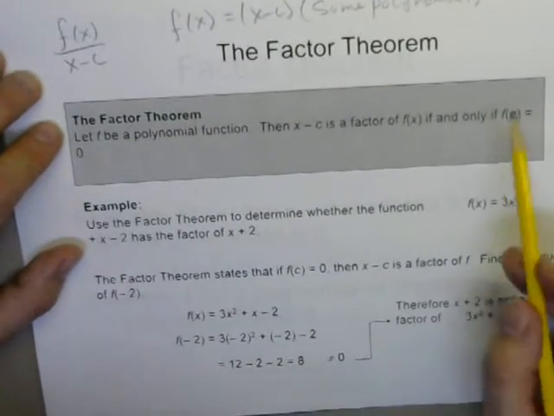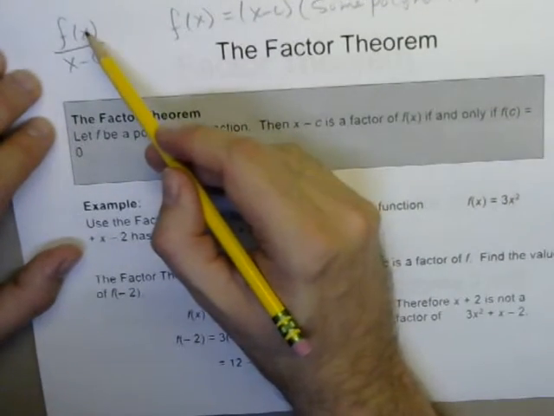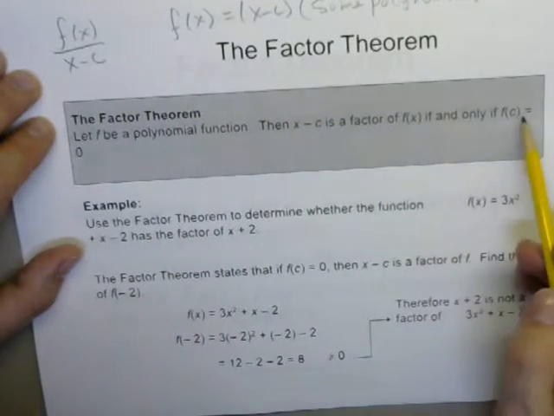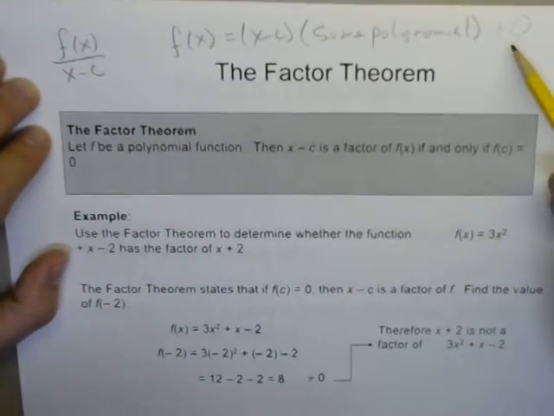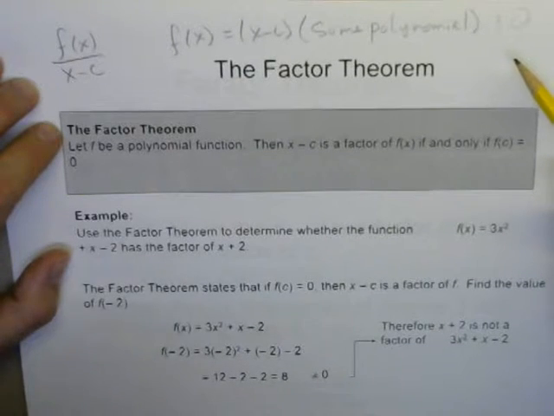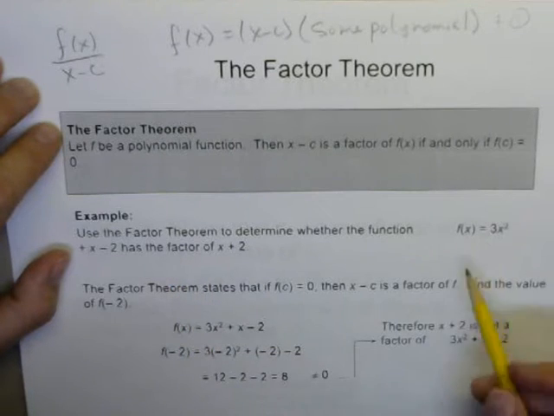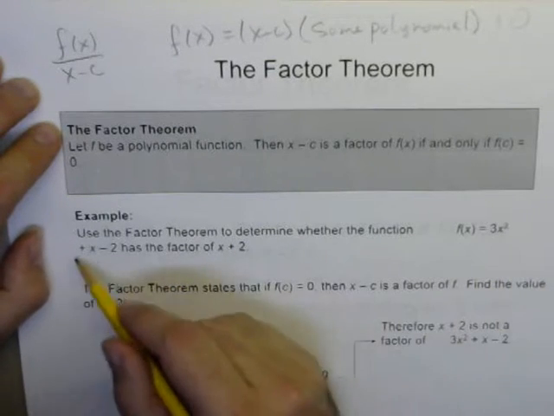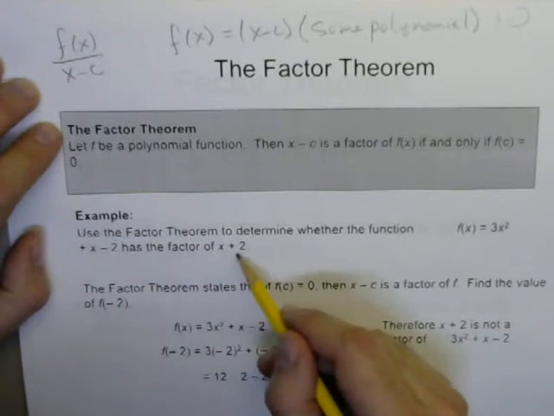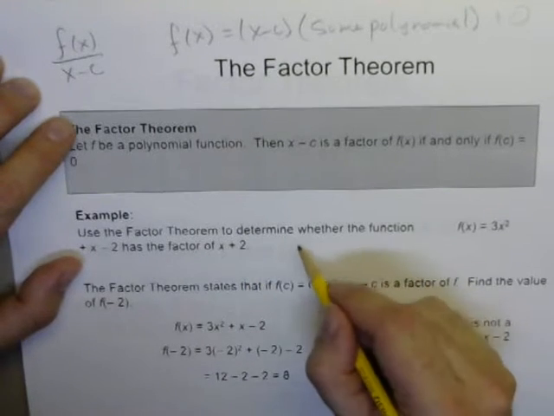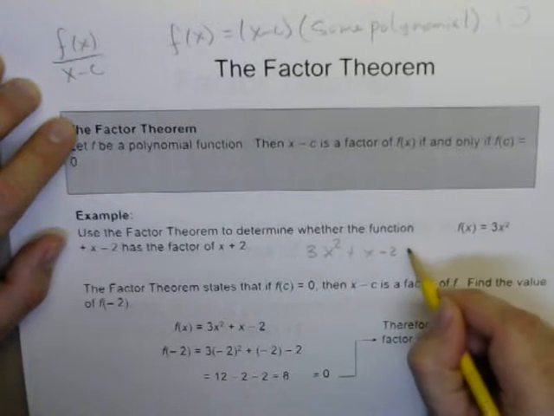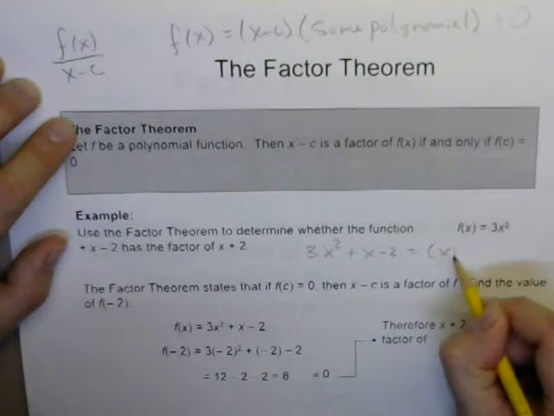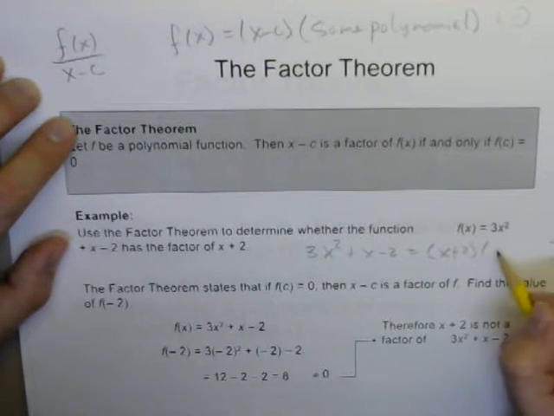So basically, if you can replace the x on top with the c on the bottom, and you get 0, which would imply by the remainder theorem that last thing is 0 here, then you can actually factor the polynomial, right? So let's say we want to figure out is 3x squared plus x minus 2, does it have a factor of x plus 2? In other words, can you write 3x squared plus x minus 2 as x plus 2 times some other polynomial, right?